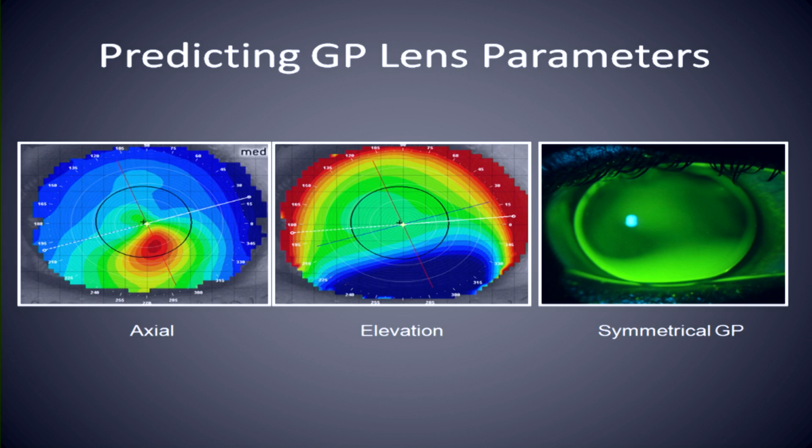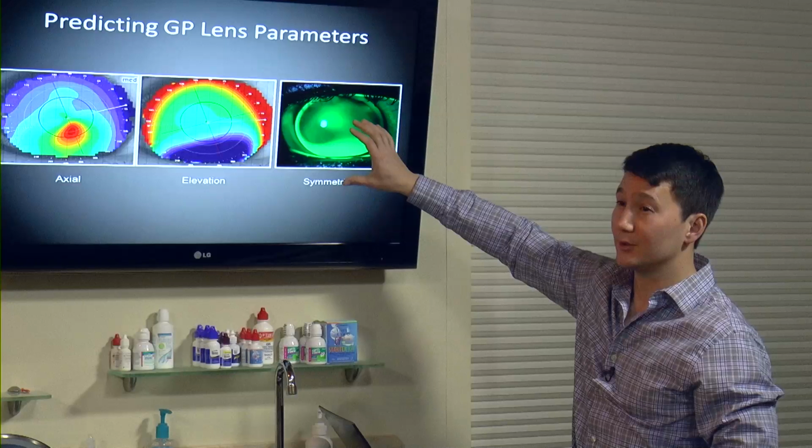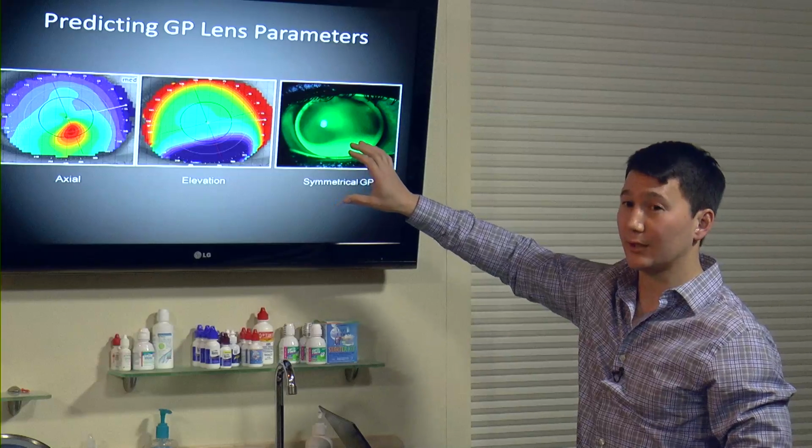Now, in reality, at Pacific, do we use an elevation map routinely? Axial is the map we look at almost 100% of the time. Do we ever pull up an elevation map? Not very often. And the reason is, if we ever care about elevation, it's probably because we're putting a GP lens on. So if we're doing that, we'll use the contact lens software.